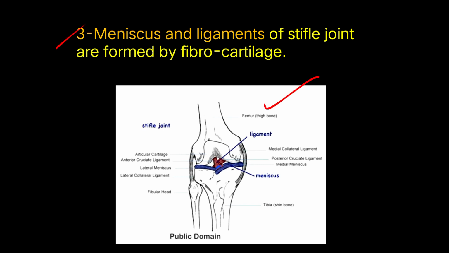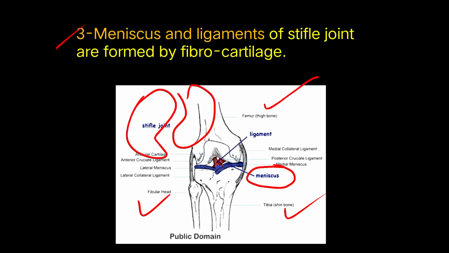So this is the femur, this is the tibia, and this is the fibula. In between them we can find the menisci. This bluish flake-like structure is acting as a shock absorber, and it is found between the distal end of the femur and the proximal end of the tibia and fibula.